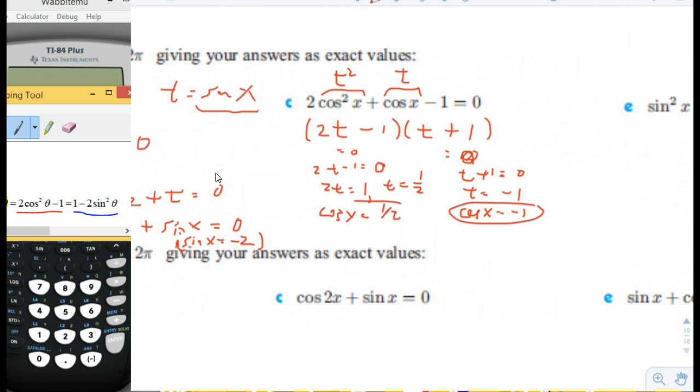Cosine of x equals 1/2 would be pi over 3, 60 degrees, and it would also be 360 degrees minus 60 degrees, 300 degrees, or you could also say that as 5/3 pi. Cosine of x equals -1 would be just one angle only, the angle pi. So I think those are the three solutions. Okay.